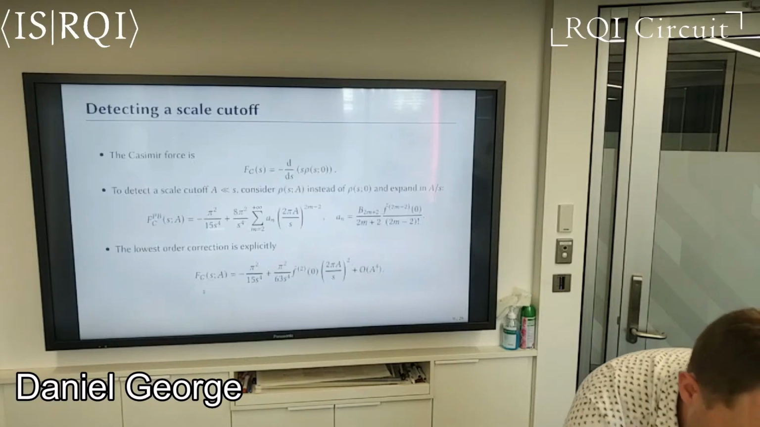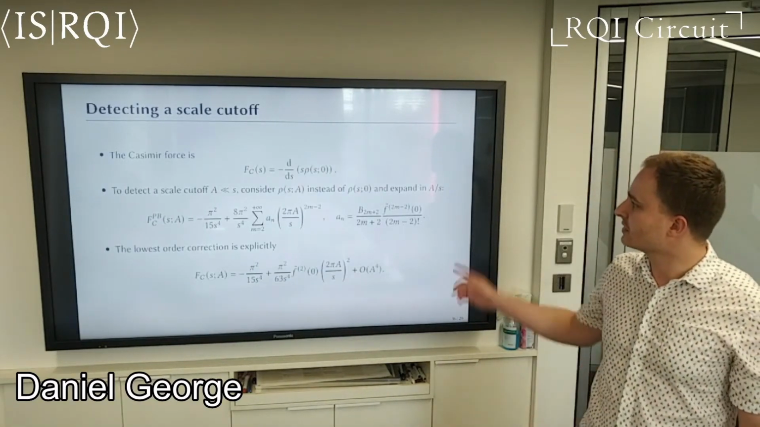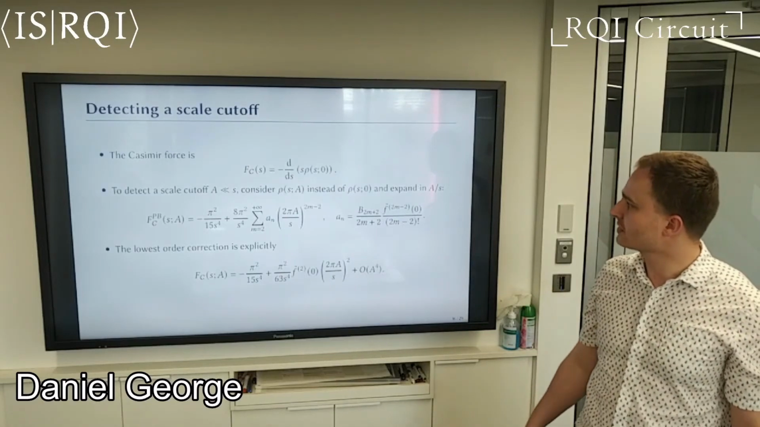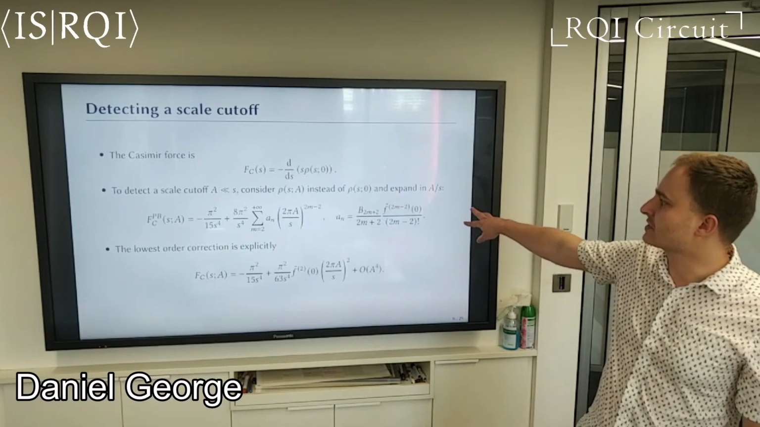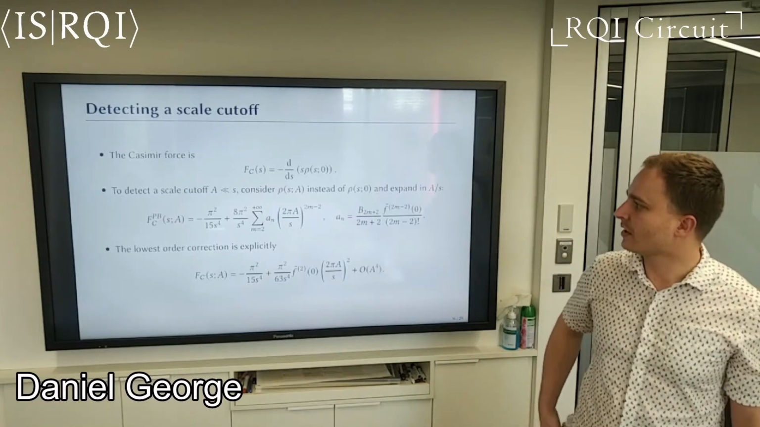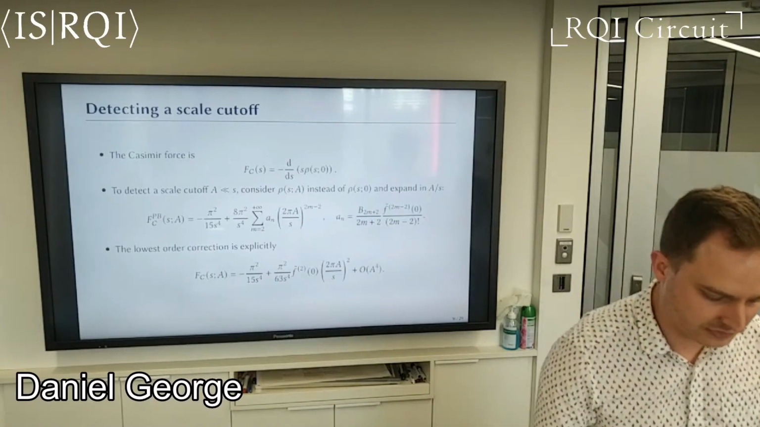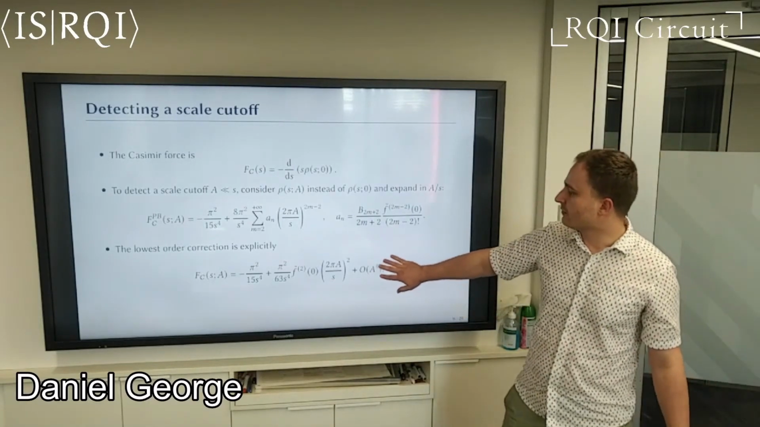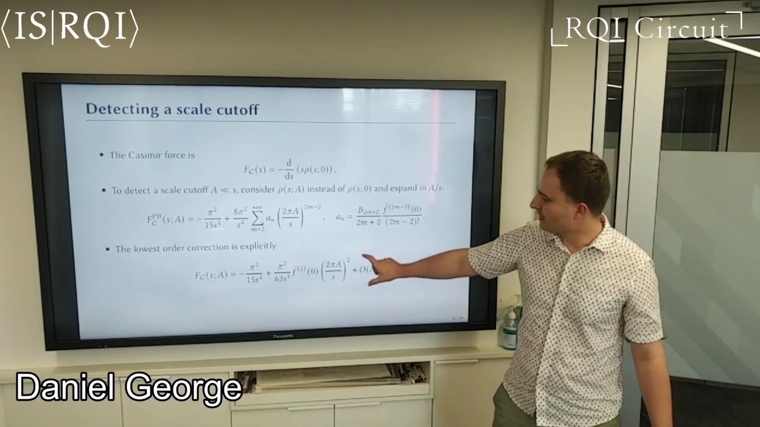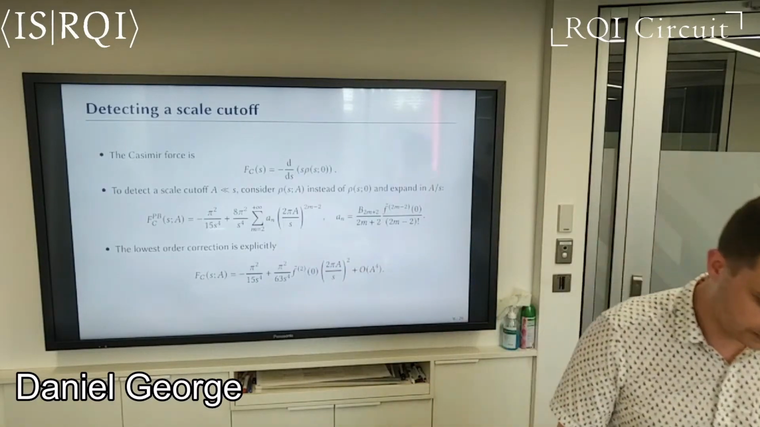Cool, so detecting the scale cutoff. The Casimir force is given as the derivative with respect to the distance of the energy density as per usual, and we're going to consider the scale cutoff much smaller than the separation, and expand and see what correction terms we get for different wavelets. So that's an explicit expression, again for general wavelets, and it involves the second derivative of the cutoff function.